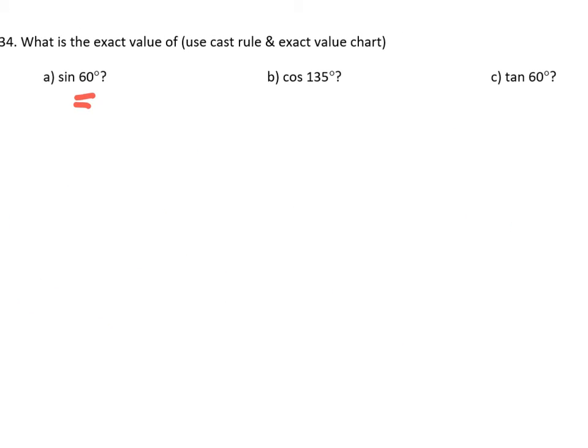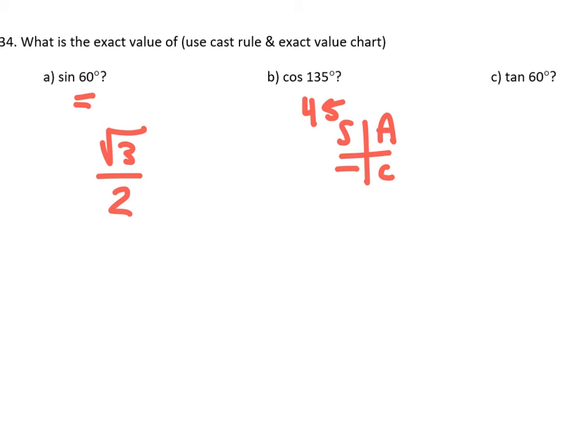So 60 is a reference angle, so we can just look that up on our chart, and we find that the sine of 60 is root 3 over 2. This is a reference angle of 45, and so we're looking for the cosine of 45, which is root 2 over 2. And in that quadrant, sine is the only positive value, so cosine will be negative in that quadrant.